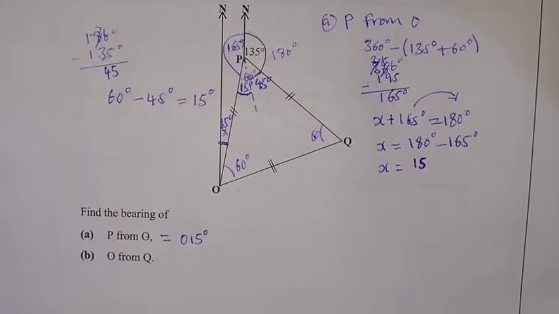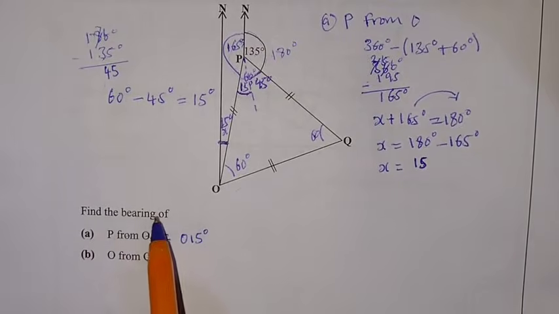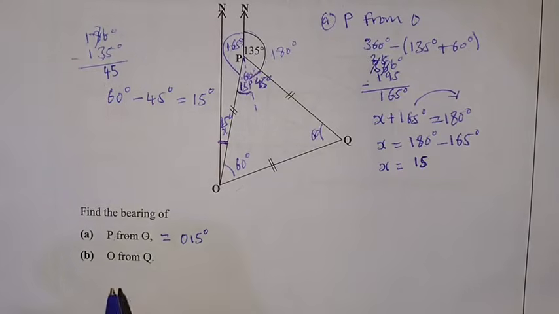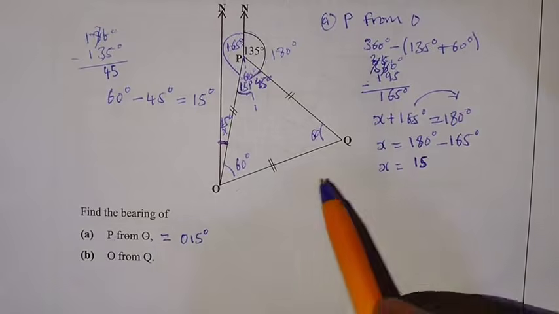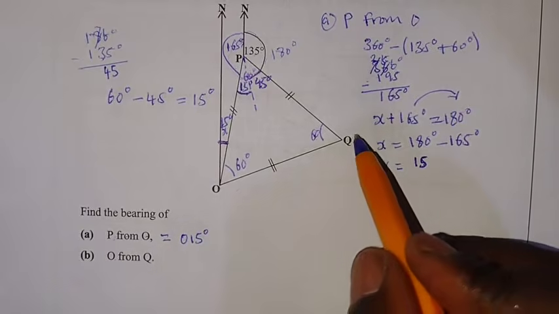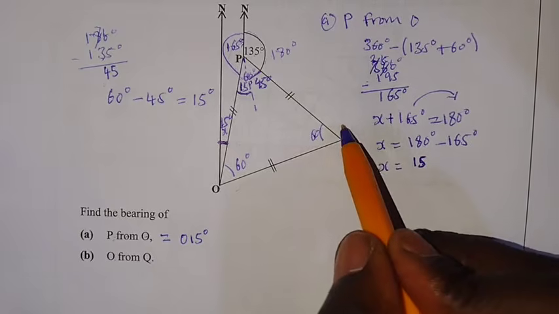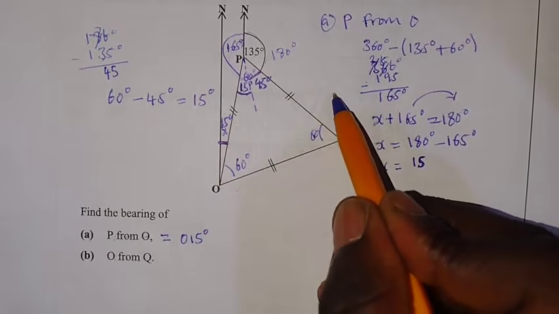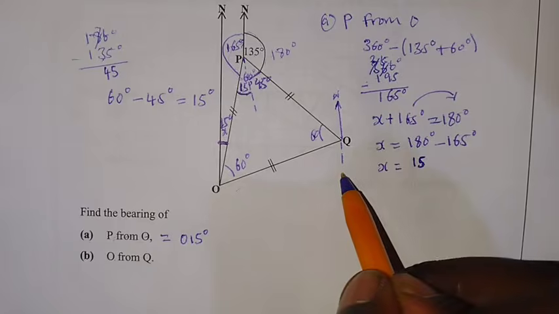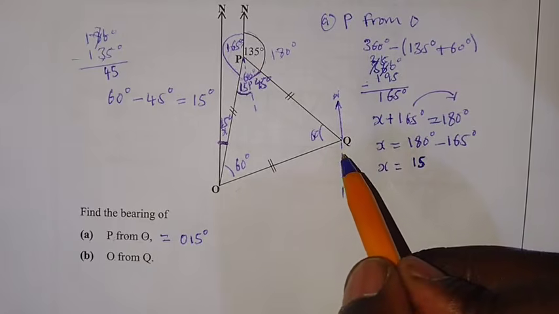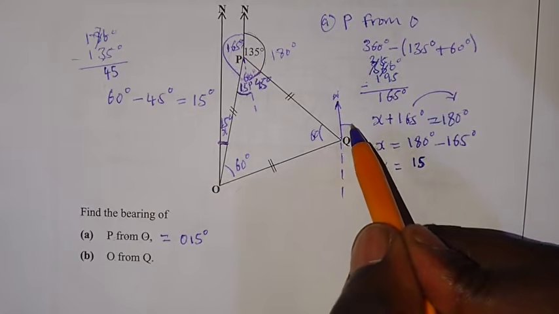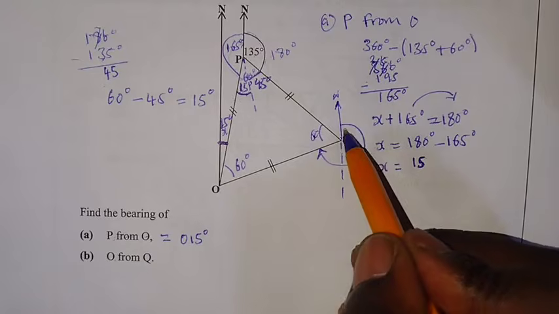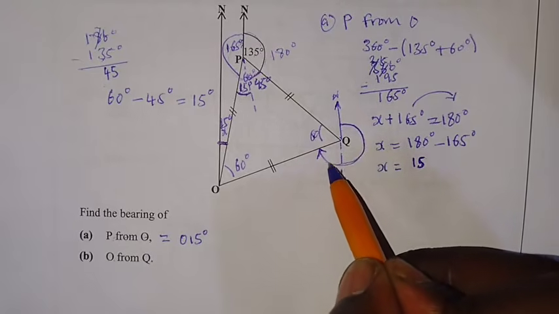So let us now look at the second question here. Find the bearing of O from Q. So to find now the bearing of O from Q, where they are saying from Q here, this is where you need to come up with the north like this. So you can just extend it like this. The bearing they want us to find is O from Q, coming all the way to this line connecting OQ. So we need this entire angle.